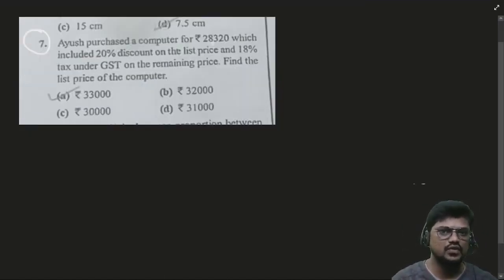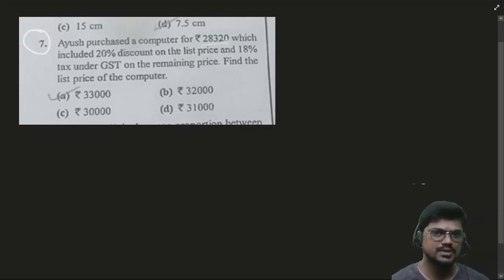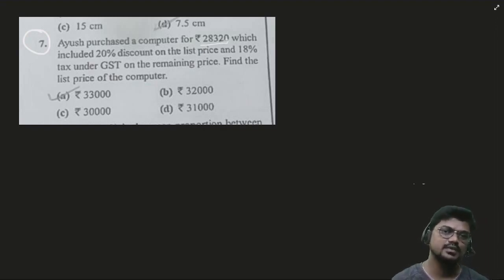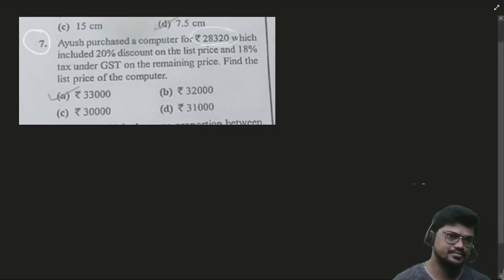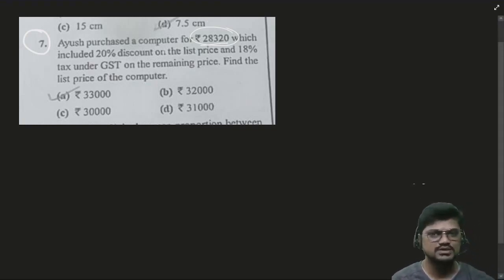Ayush purchased a computer for 28320, which includes 20% discount on the list price and 18% tax under GST. Means this is the final price which he has got. It includes 20% discount as well as 18% GST on the remaining price. Find the least price of the computer, which you have to do, right? So they have taken the 20% discount as well as 18% GST.